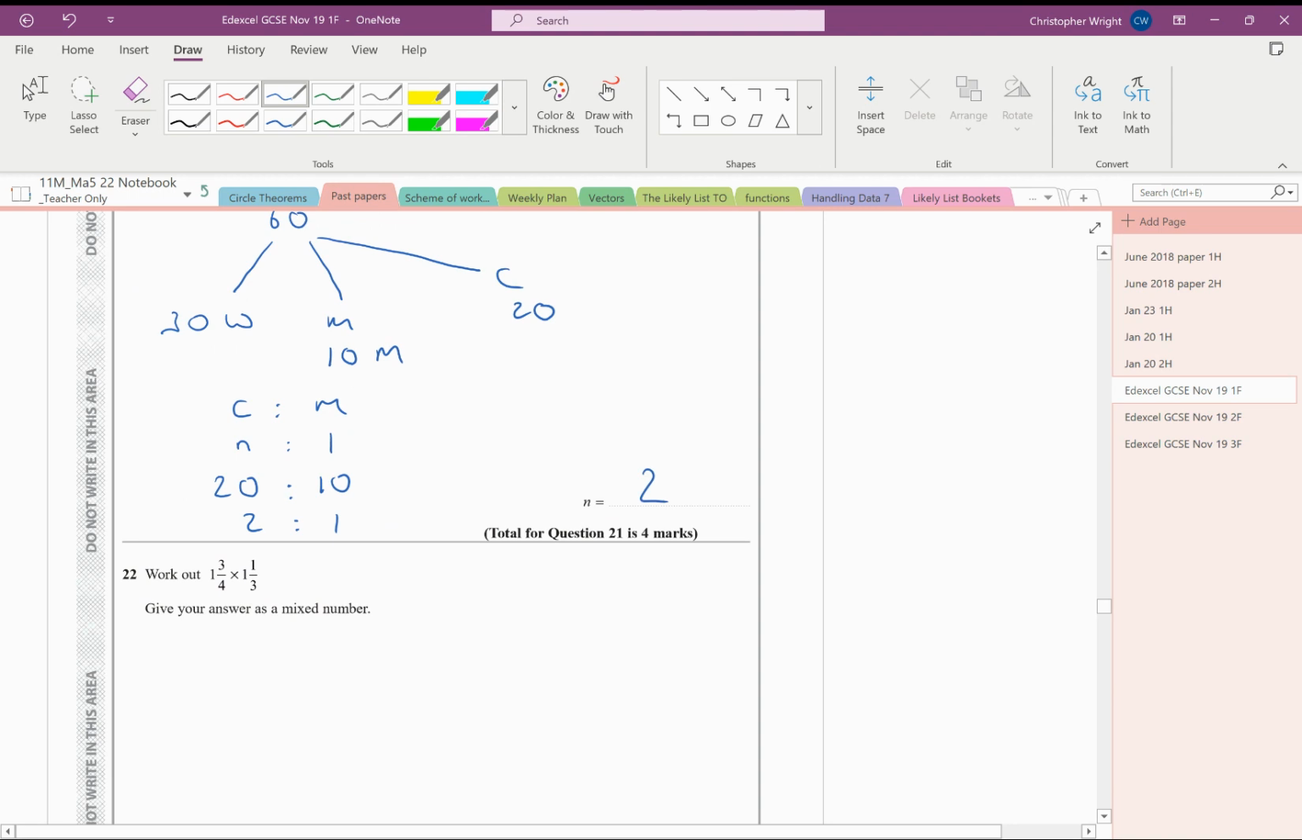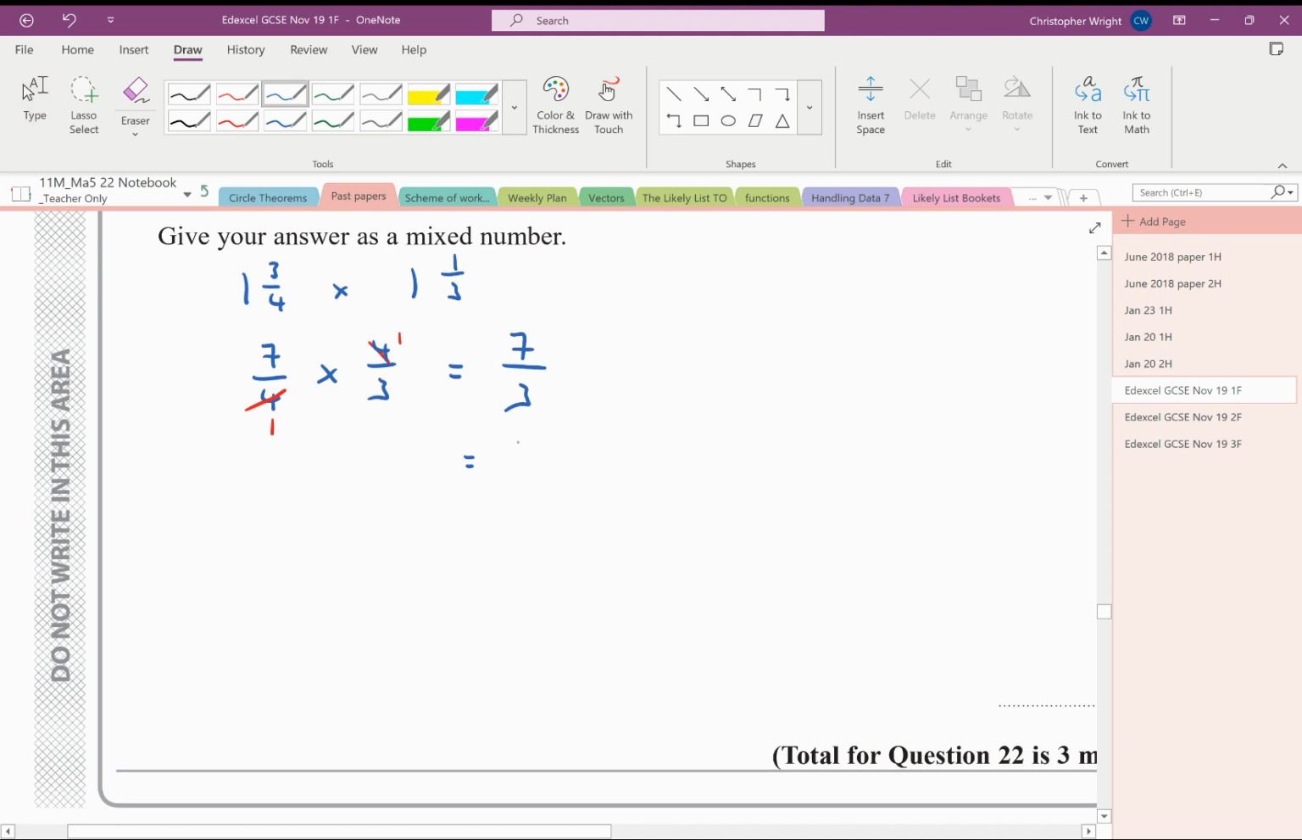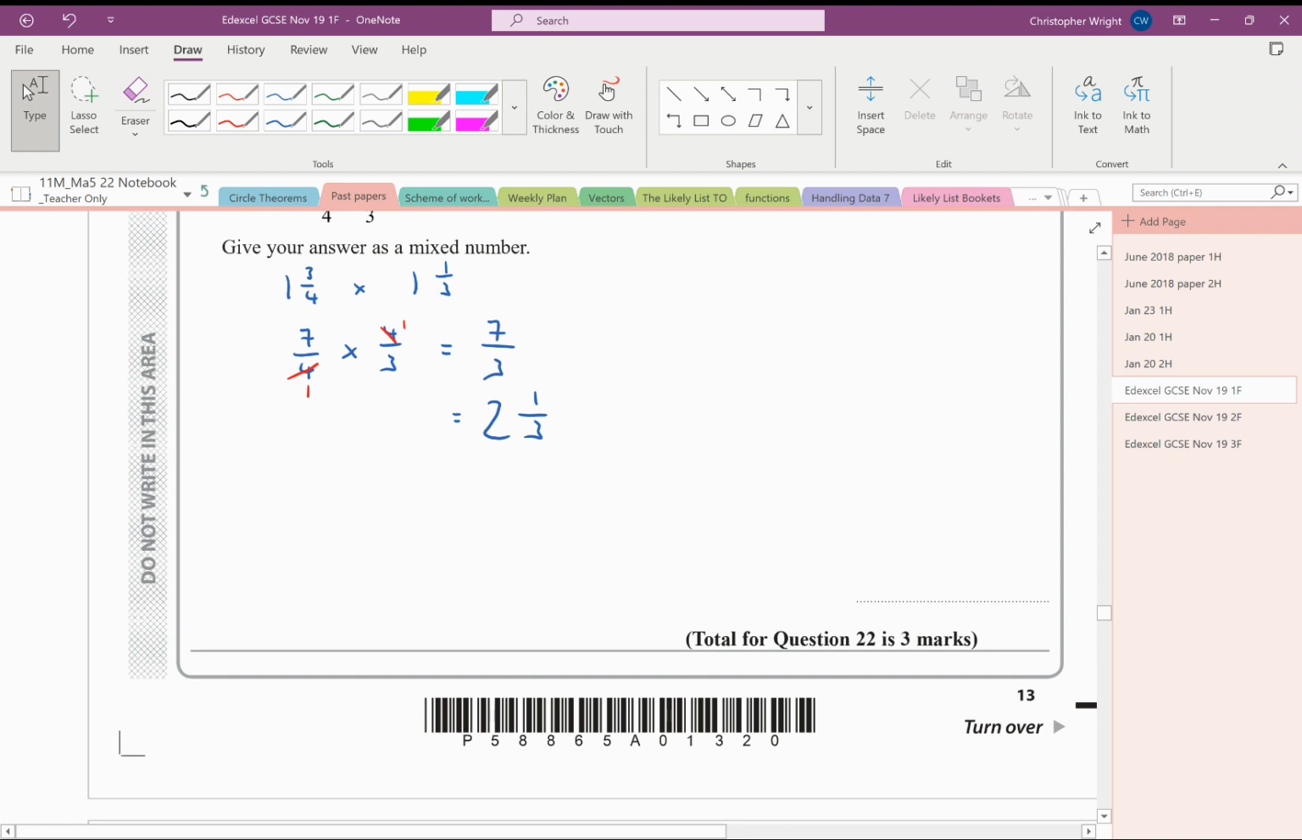Okay, I've got to work out the product of these two mixed numbers. So I've got 1 3/4, which I've got to multiply by 1 1/3. Well, 1 3/4, that's 7/4, times 1 1/3 is 4/3. So I'm going to do top times top, bottom times bottom, but before I do that, I can cancel. 4 goes into 4 once, 4 goes into 4 once. Top times top is 7, bottom times bottom is 3. 7/3, well, that's 2 wholes and a third left over. So my answer is 2 1/3.